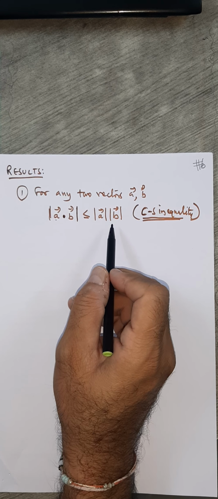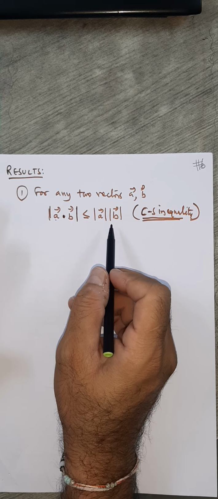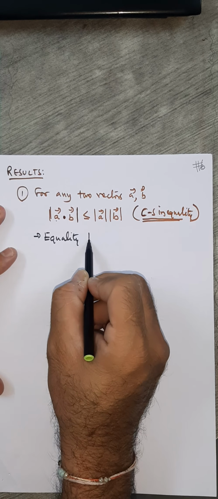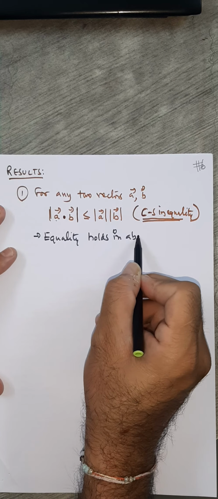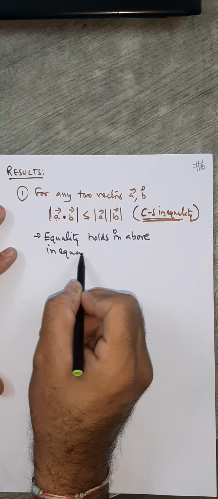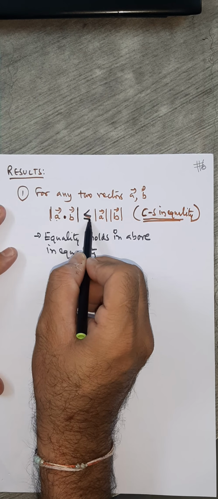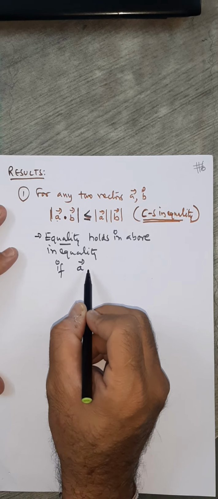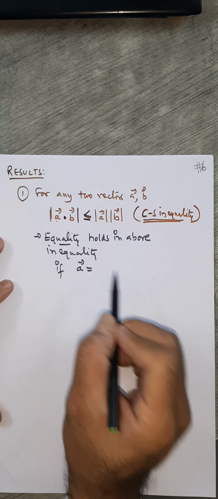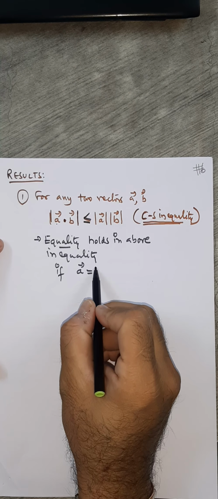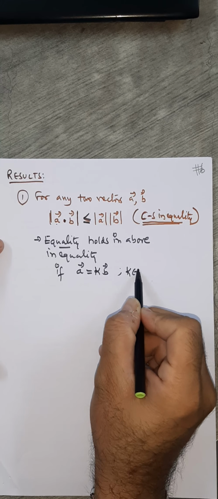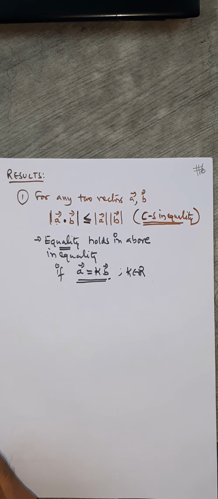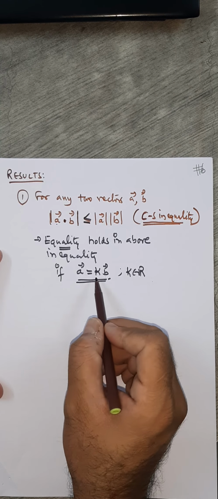Okay, now the question is, can we get the equality here? In which case does the equality hold in the above inequality? This is in general less than or equal to. I'm saying that equality is possible if one vector equals a multiple of the other one, where k can be any real number, remember. If one vector is a multiple of the other one, then we have equality in the above inequality. That is, either vectors are in the same direction or opposite direction.